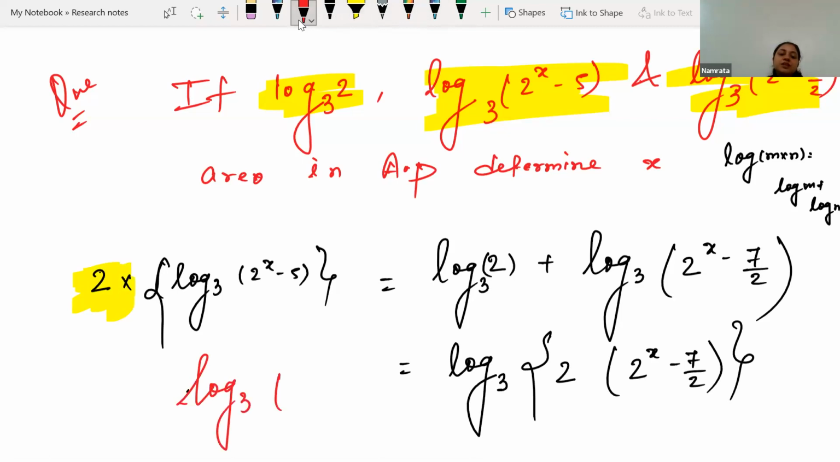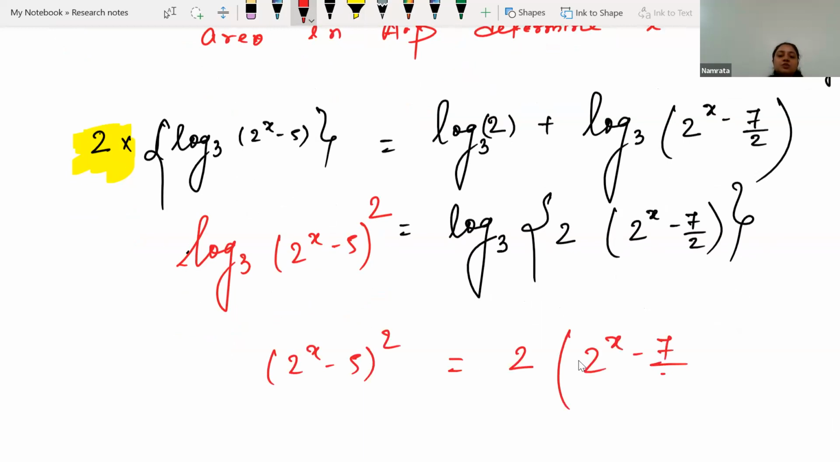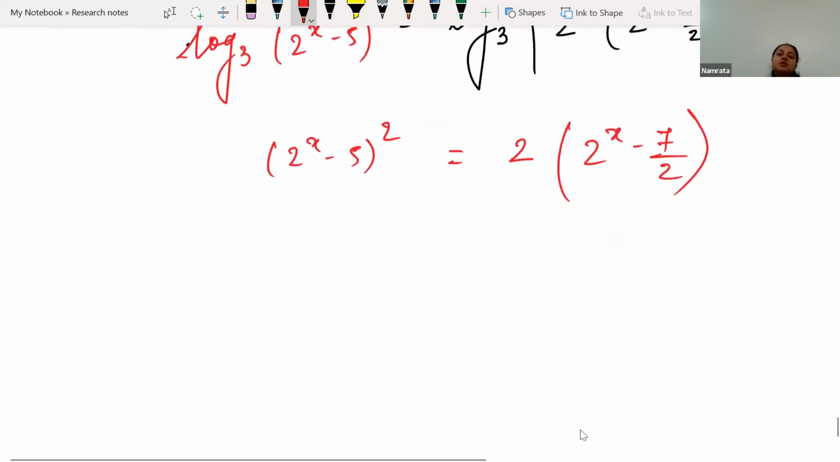Basically, first thing first, I want to remove the logarithm from both sides. Since the bases are the same, we can remove it from both sides, and we can say 2 to the power x minus 5, whole squared, is equal to 2 times 2 to the power x minus 7 by 2. Any confusion over here? No, ma'am. Let's move ahead. We just need to solve this equation now. It may look like how we will solve this one, but let's start solving.